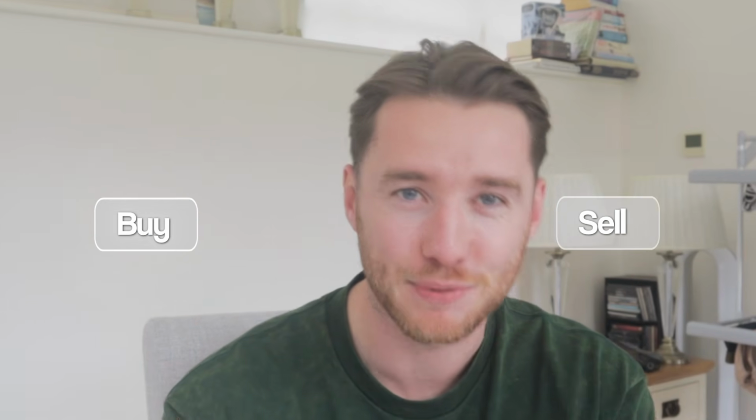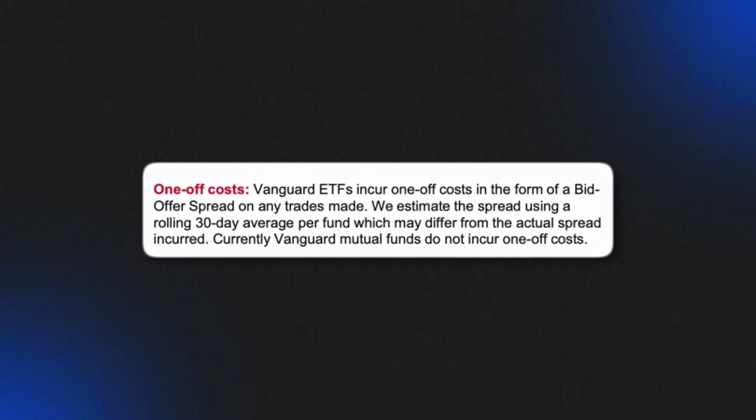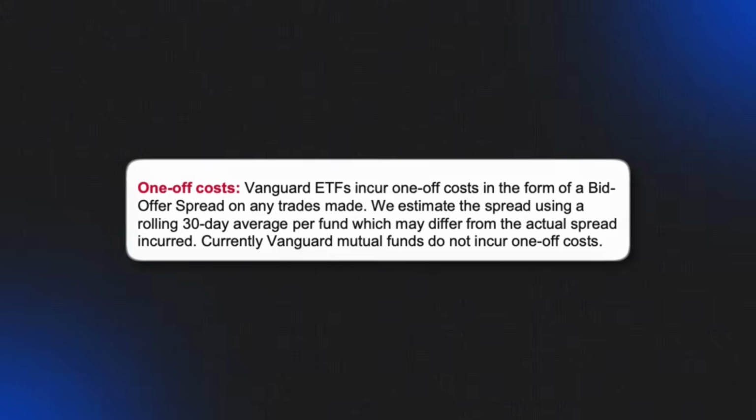But this is the difference between the buy and sell price. Vanguard calls these one-off costs, and it's an estimate using a 30-day rolling average. Once again, you won't pay this with your own cash. It is another indirect fee when investing into an index fund. But this fee is a little bit different, as the fund provider doesn't take this like the previous two.